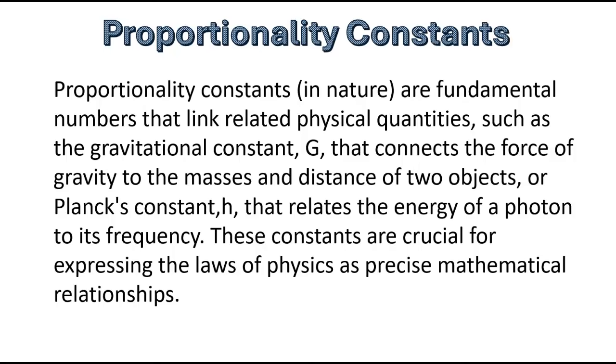Proportionality constants in nature are fundamental numbers that link related physical quantities, such as the gravitational constant, which connects the force of gravity to the masses and the distance between the two objects, or Planck's constant that relates the energy of a photon or of a light wave to its frequency. These constants are crucial for expressing the laws of physics as precise mathematical relationships.